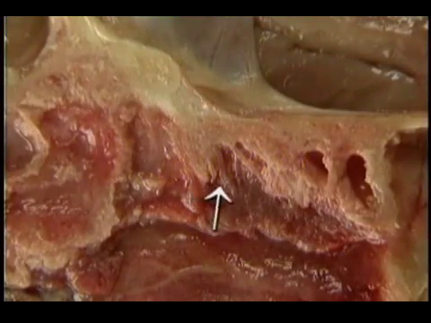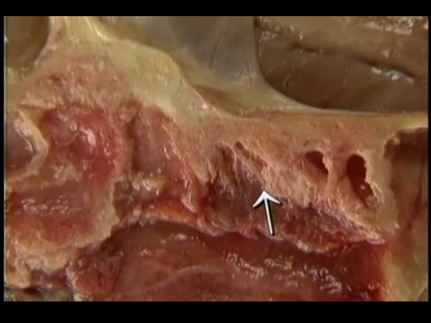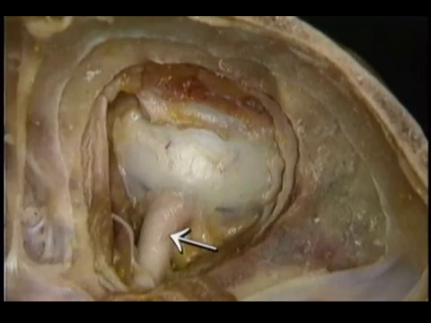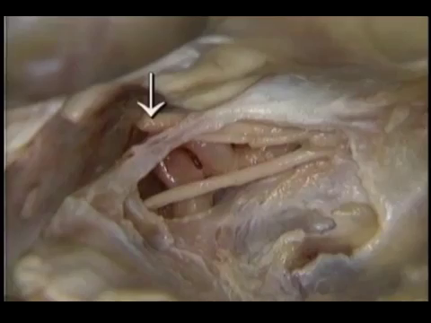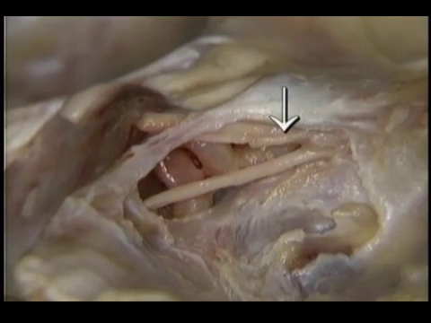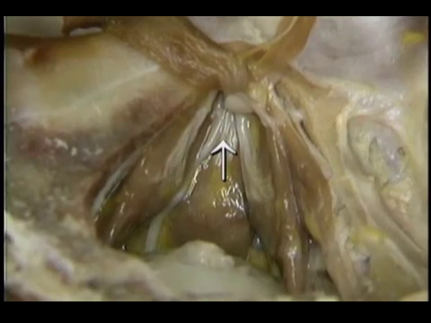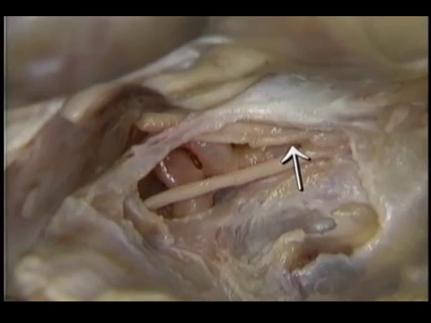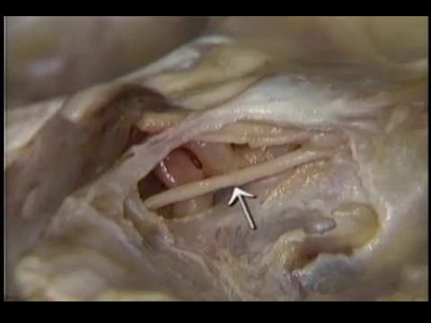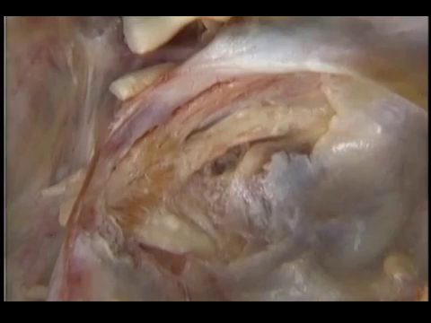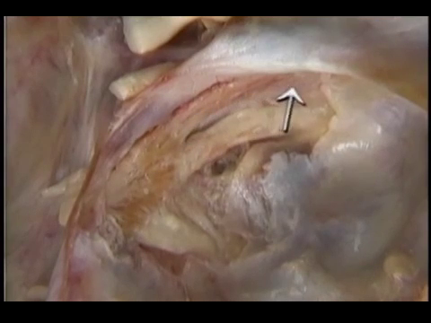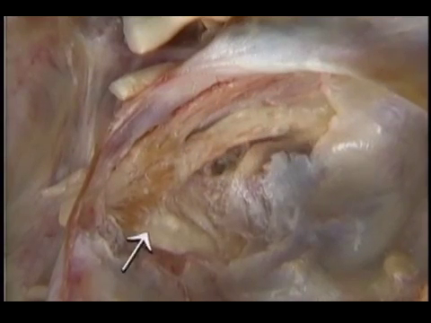Here are the filaments of the first cranial nerve, the olfactory. Here's the second cranial nerve, the optic. Here's the third nerve, the oculomotor, its upper division and its lower division. Here's the fourth nerve, the trochlear, and here, out of order, is the sixth, the abducent. Here's the trigeminal nerve, the main trunk, the trigeminal ganglion, and the three divisions, the ophthalmic, the maxillary, and the mandibular.